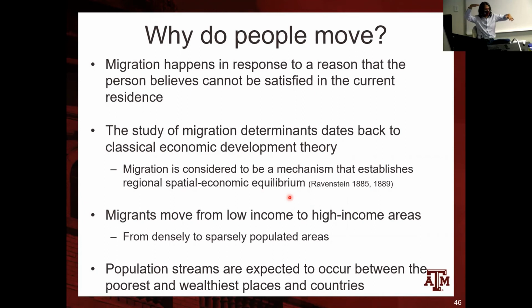Areas that have fewer jobs in relation to the size of their population will try to export more people, have more out-migrants, into areas that have more jobs in relation to their population size, with the idea that this migration will continue until you have an equilibrium in the sense of similar job availability for the size of population in all these different areas. And also, migrants move from low income to high income areas, from densely to sparsely populated areas.